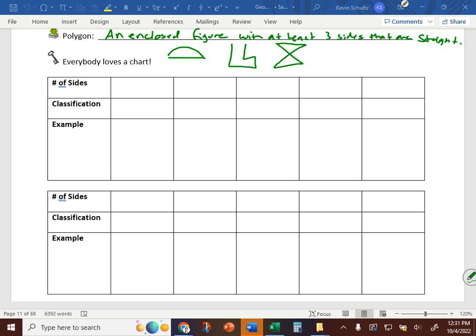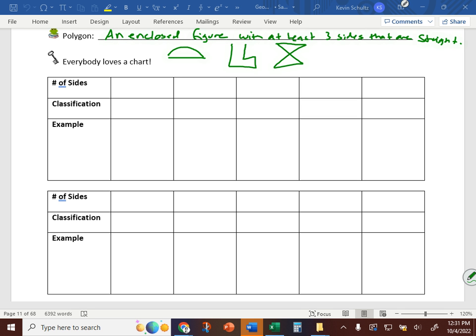You could say this is 2 polygons, 2 triangles, one on top of the other, but it's not in and of itself a single polygon because those sides intersect. What if there was just the slightest gap in the enclosure? Then it would not be a polygon.